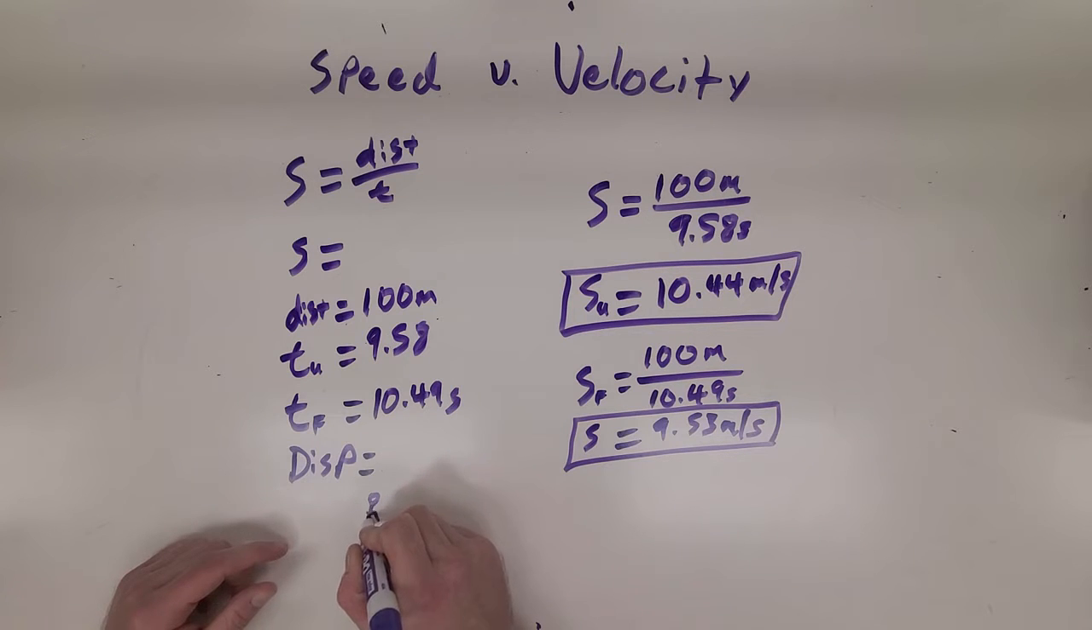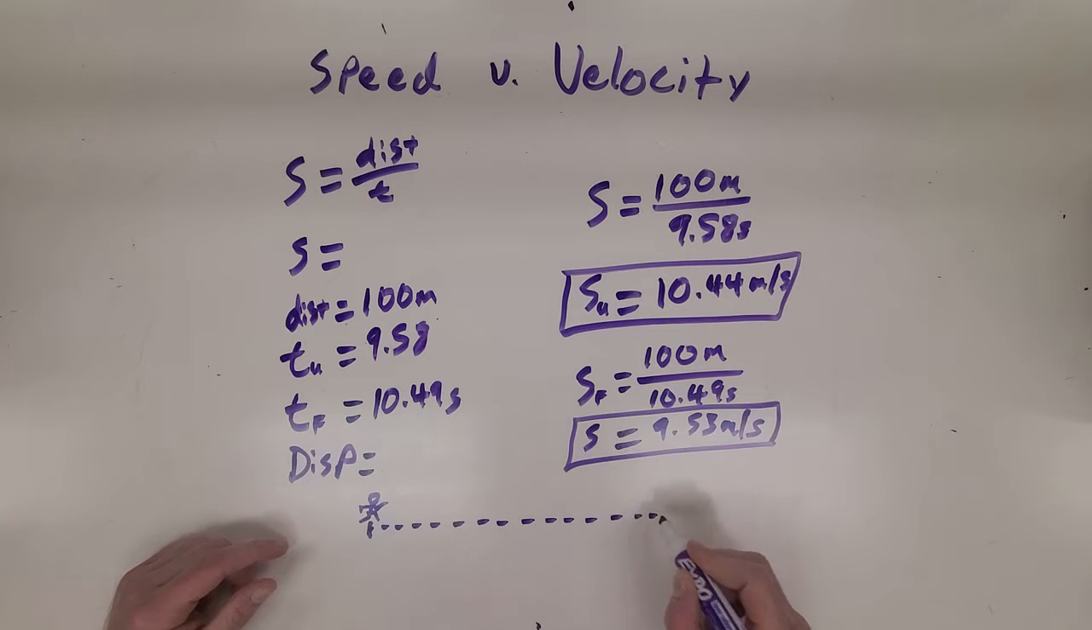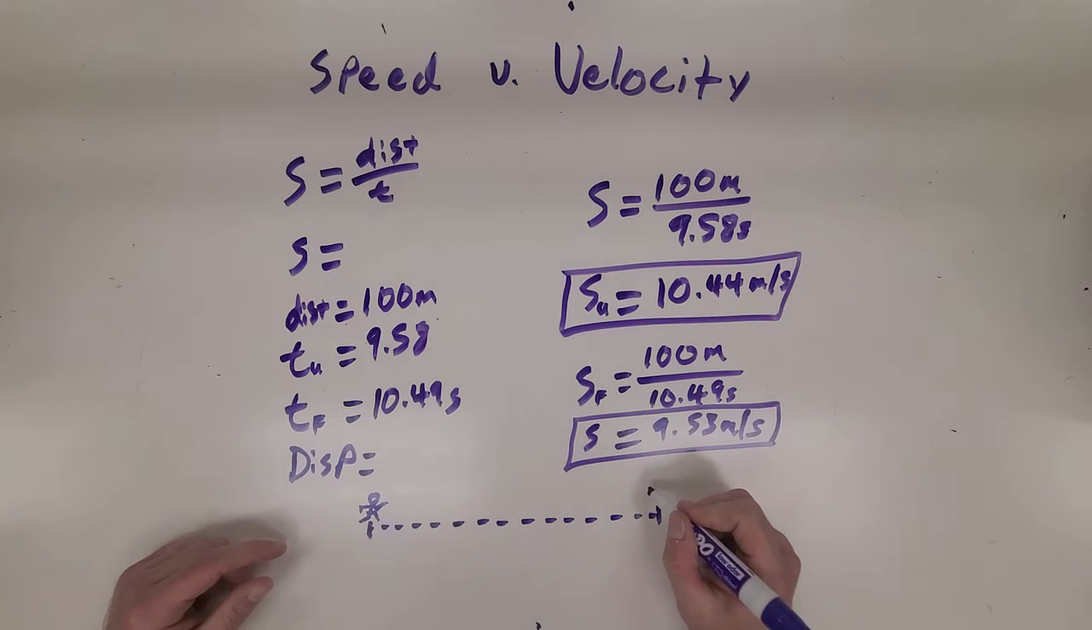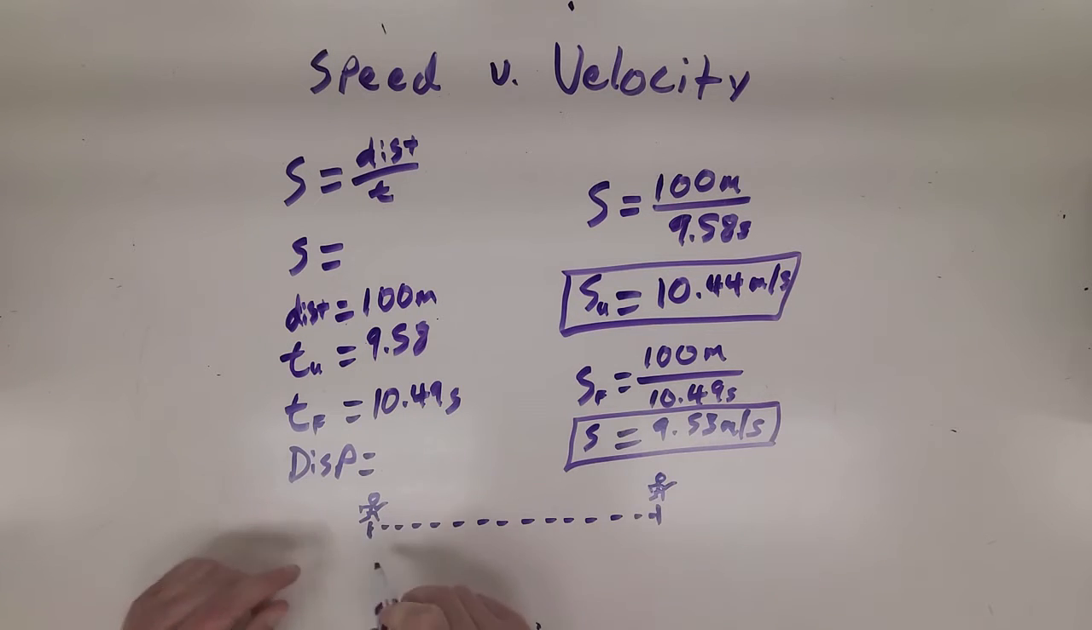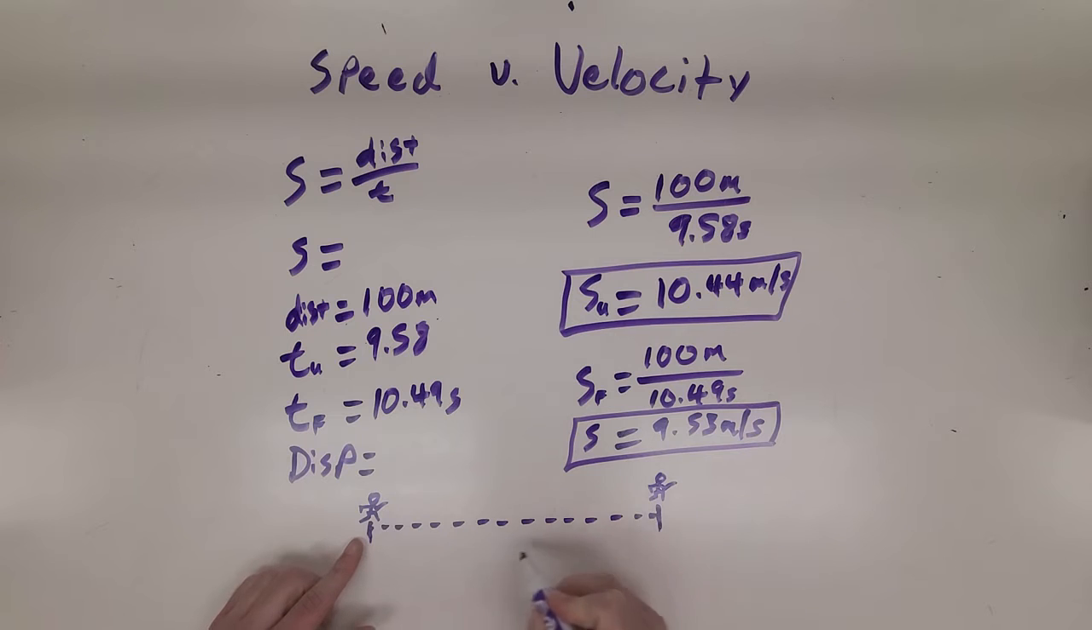There's Usain Bolt getting ready to run. And there's the whole track. It finishes here. This whole distance right here is 100 meters.